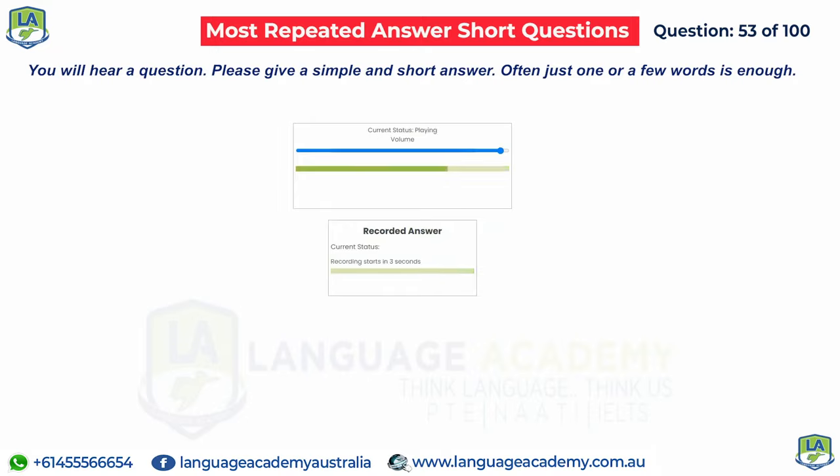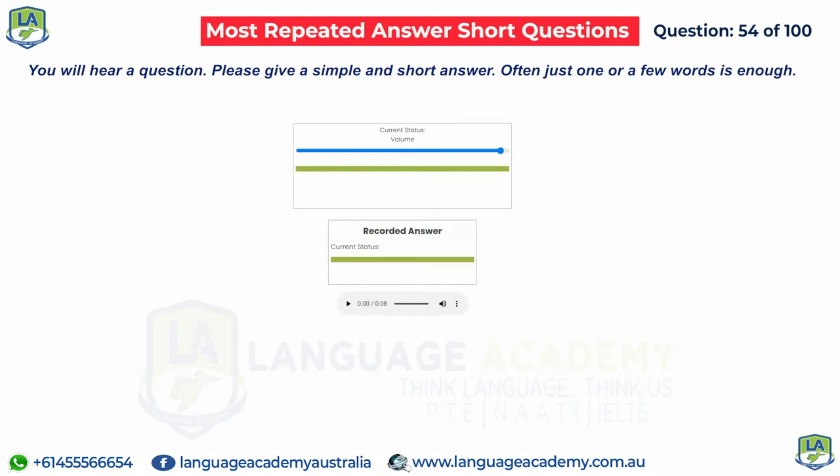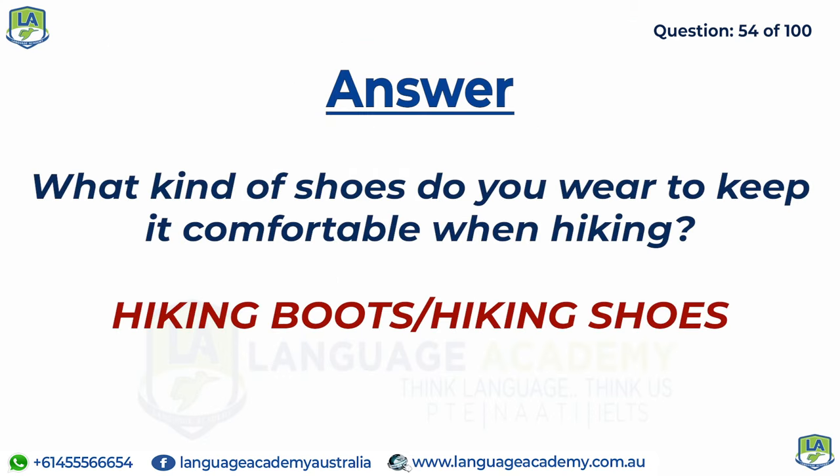In mathematics and arithmetic, there are addition, multiplication, division. What's the other one? Subtraction. What kind of shoes do you wear to keep comfortable when hiking? Hiking boots, hiking shoes.